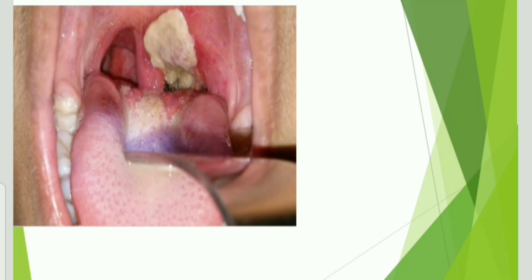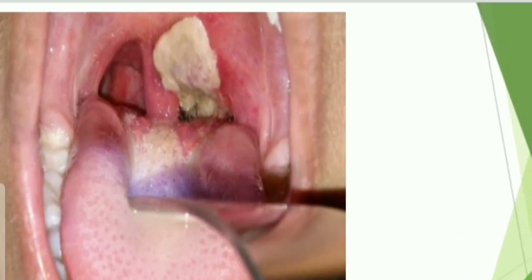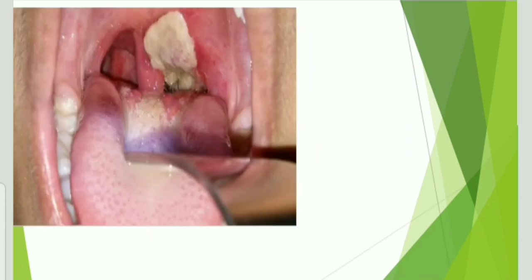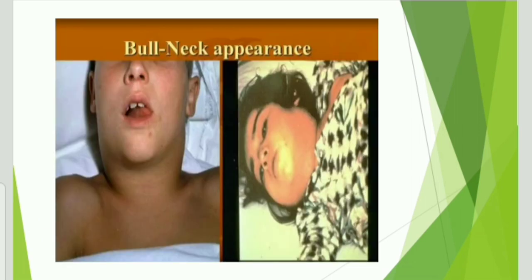This pseudomembrane coat is composed of an inner band of fibrin surrounded by neutrophils, RBCs, and bacteria. It is adherent to the mucosal base and it bleeds on removal, whereas a true membrane can be separated very easily. You can see the pseudomembrane here. In severe cases, this pseudomembrane coat can extend to the larynx and bronchial airways, thus causing airway obstruction which leads to asphyxia.